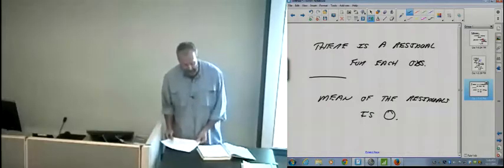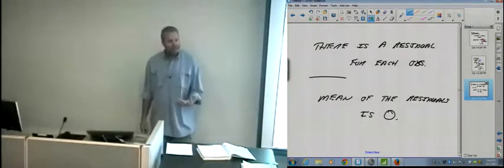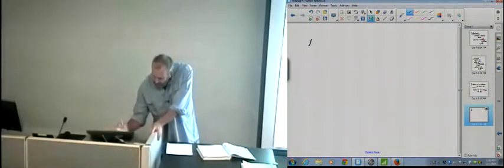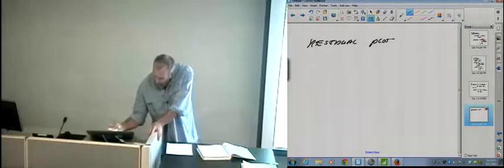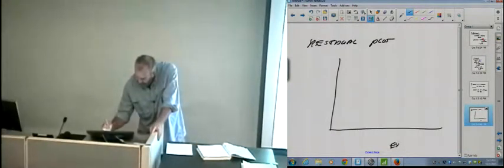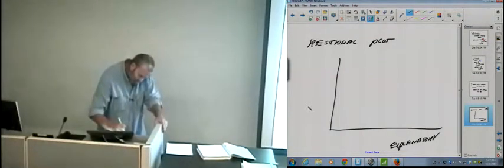Okay? Now, there's a little graph that goes along with these residuals. All right? And there's something called a residual plot. It looks like this. You always put your explanatory variable on the x, we know that. But instead of putting the response up the y, you put your residuals.